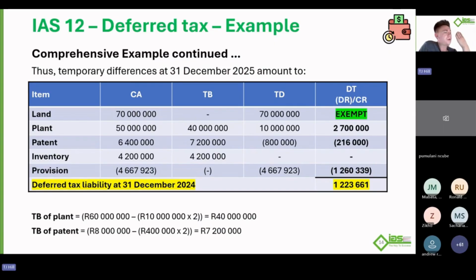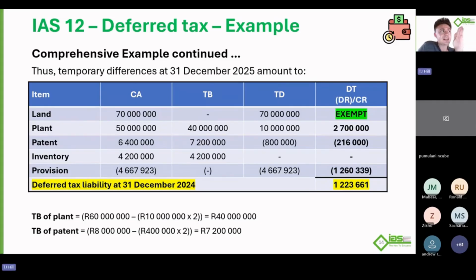Okay, so first what you need to do when you're looking at each of these items is to first determine if there even is a taxable or deductible temporary difference. So first calculate the carrying amount, calculate the tax base, which will then mean that you calculate the temporary difference. Then you need to ask yourself, is it exempt or not? By applying the steps we did in the previous examples.